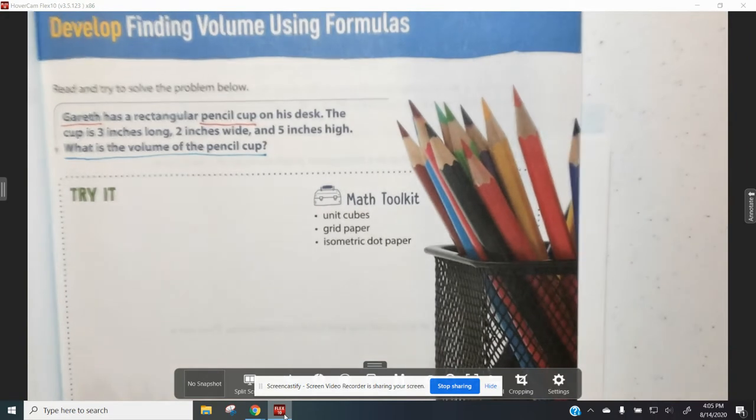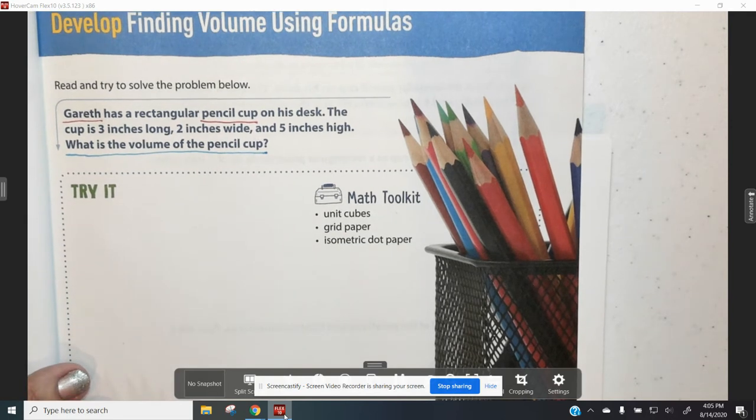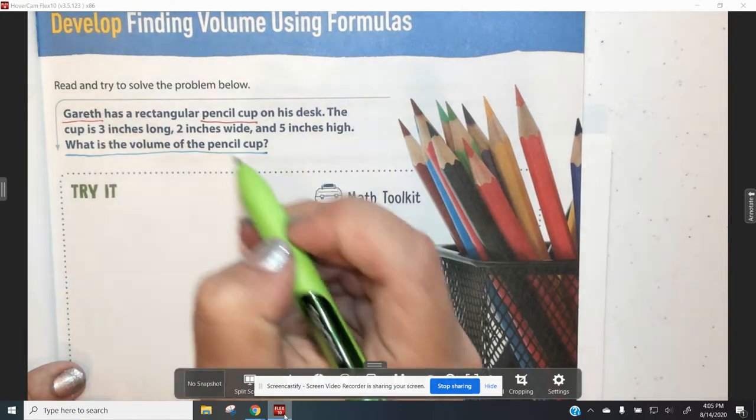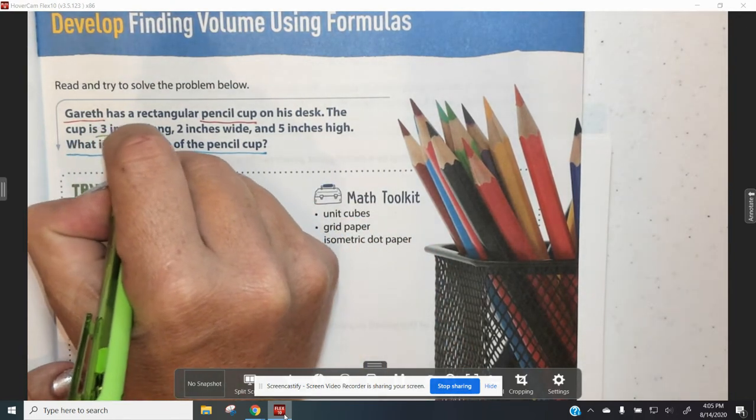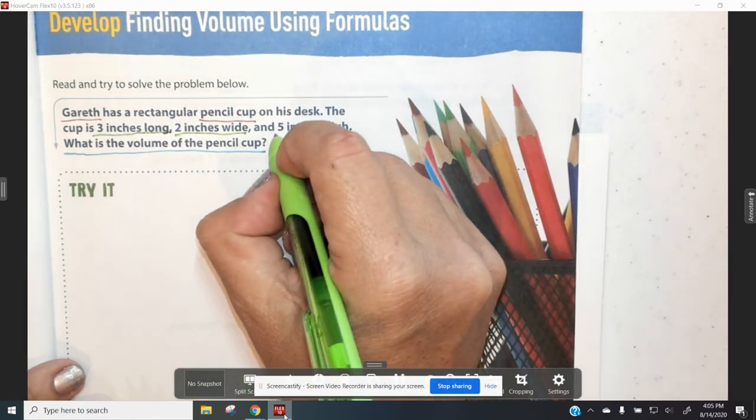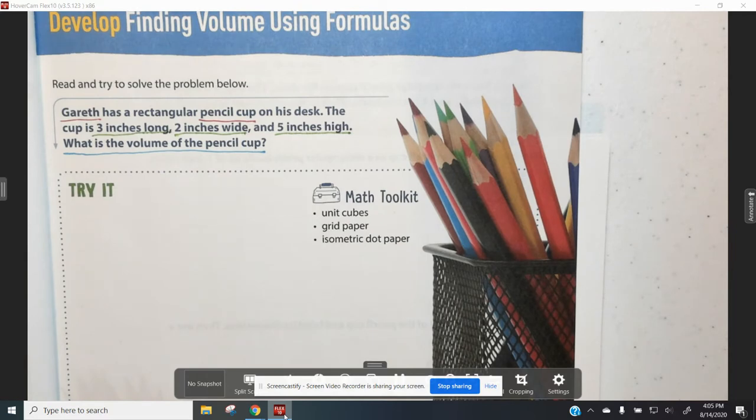And then finally, we need to find out what is the important information. We don't have a picture this time. We've had a picture all the other times, but now we don't anymore. But don't worry, all the information we need to solve this problem is in the question. So we need to recognize that the cup is 3 inches long, 2 inches wide, and 5 inches high. With all of that information, you can actually find the volume of Gareth's pencil cup.